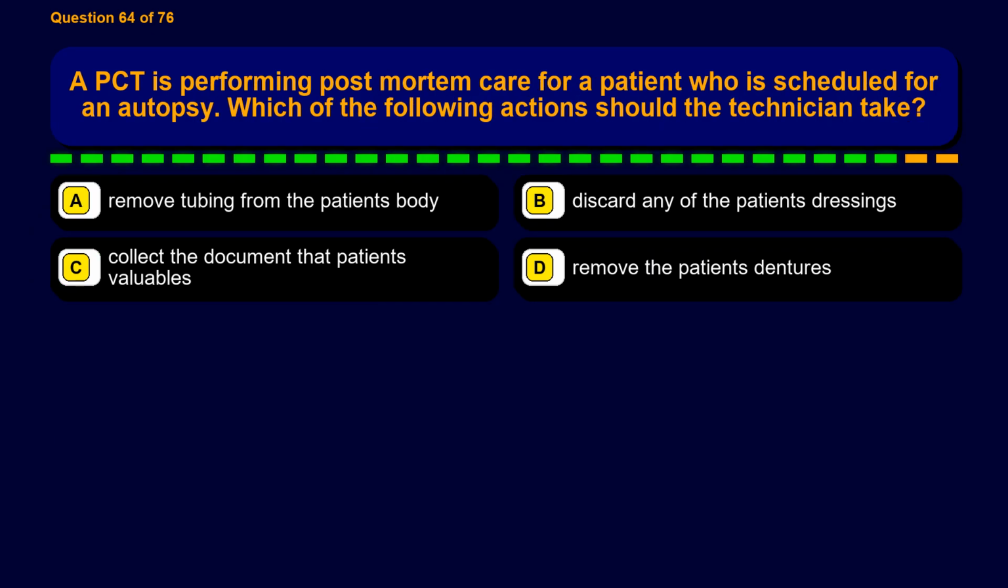Question 64. A PCT is performing post-mortem care for a patient who is scheduled for an autopsy. Which of the following actions should the technician take? Option A, remove tubing from the patient's body. Option B, discard any of the patient's dressings. Option C, collect and document the patient's valuables. Option D, remove the patient's dentures.